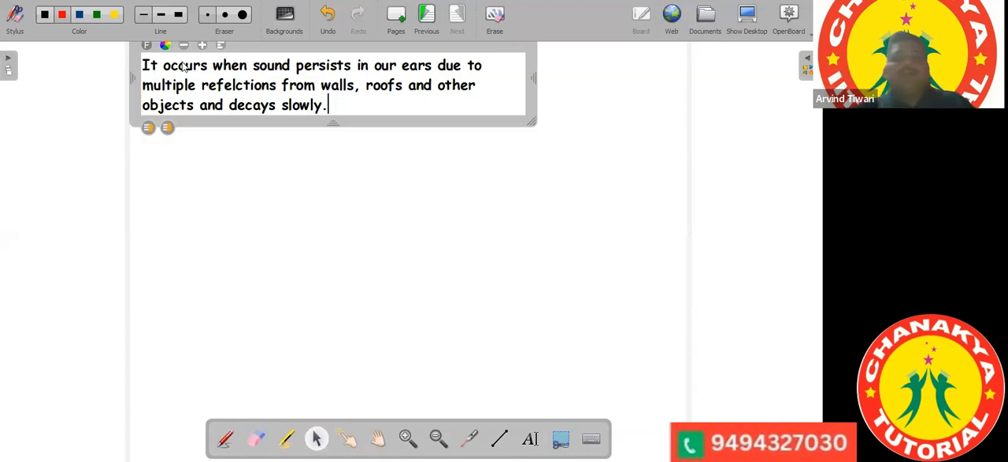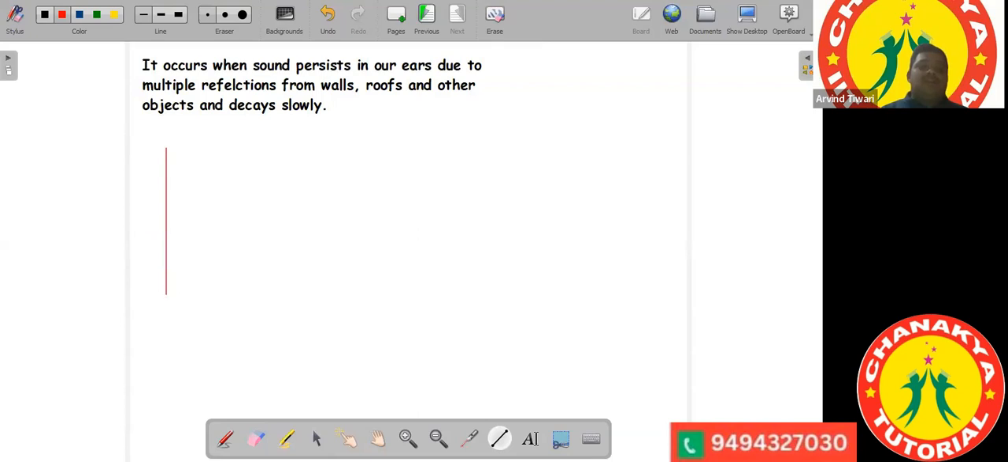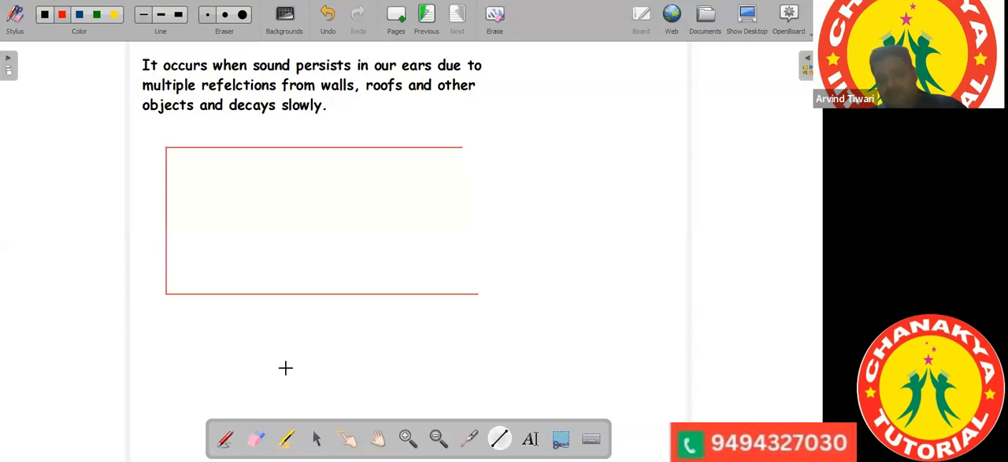Suppose, see what we will have when there is a reverberation. It's like an echo. An echo is something where you hear distinct voices, but here you will not be able to get distinct voices. So that is a reverberation. You are hearing the same sound continuously. But echo is something different.